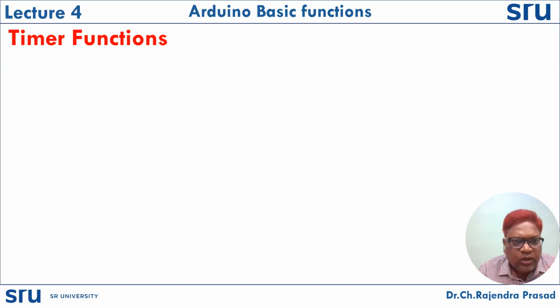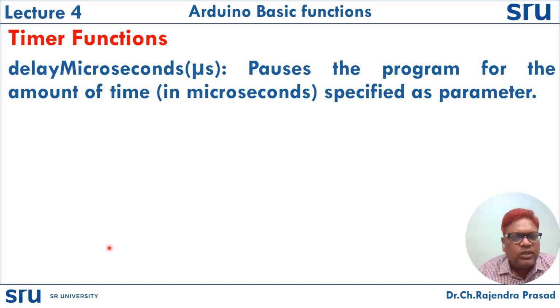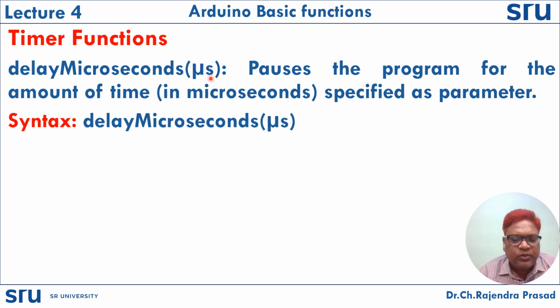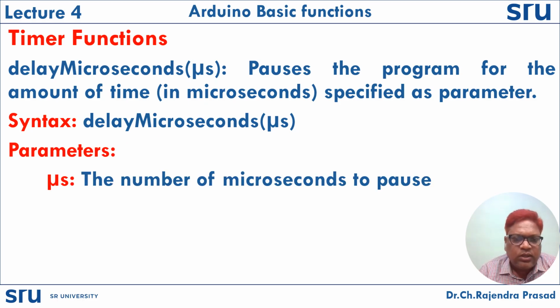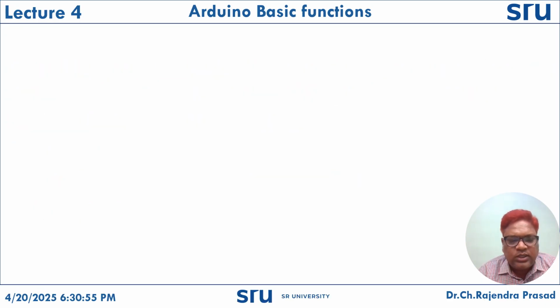Then coming to one more timer function, that is delay microseconds. The only difference between the previous one and this one is that here the parameter is microseconds, and it is differentiated with the help of this command, delay microseconds. The syntax is delay microseconds, the parameter is the microseconds to pause, and nothing to return. And for the example, if you want to provide some microsecond delay, you need to place some value within the parenthesis.